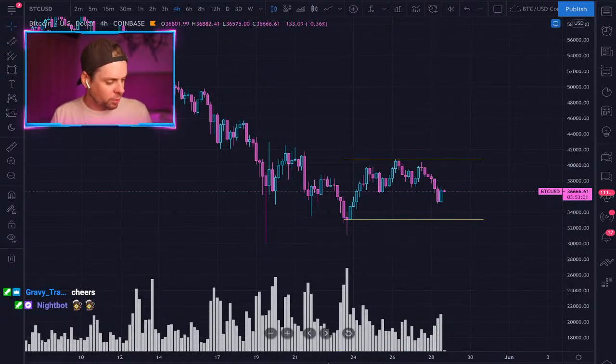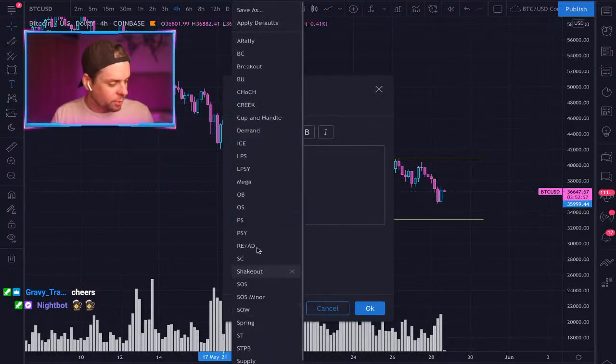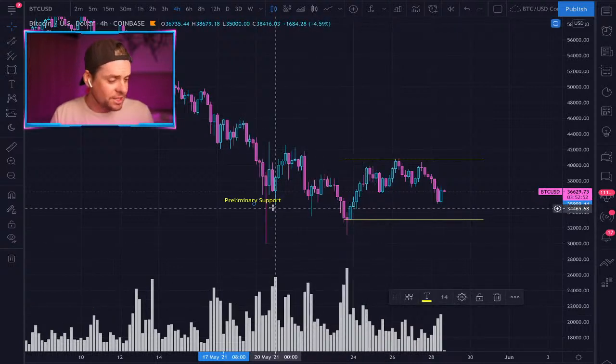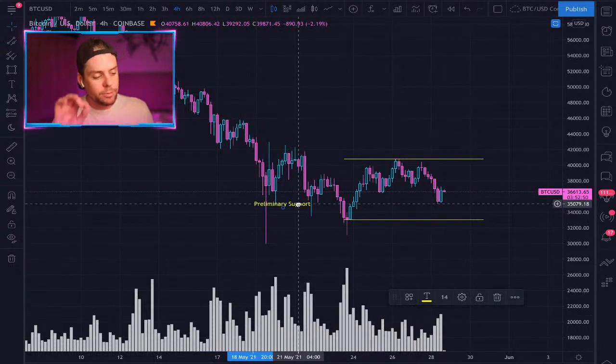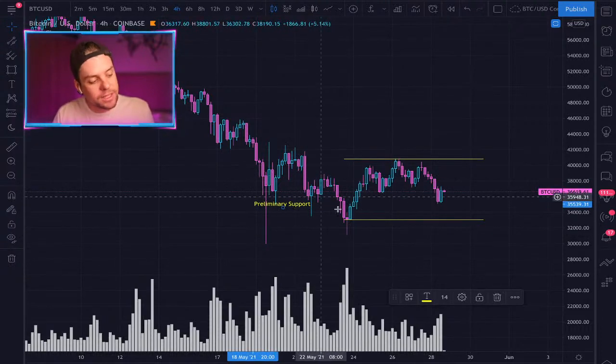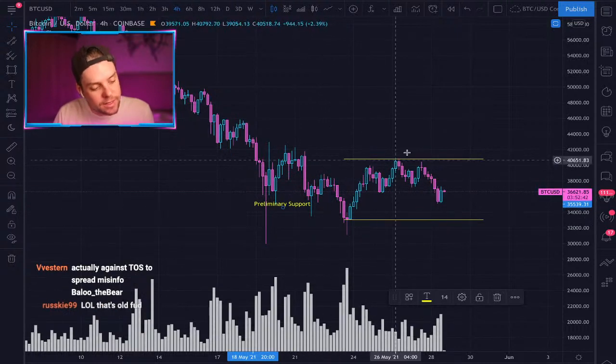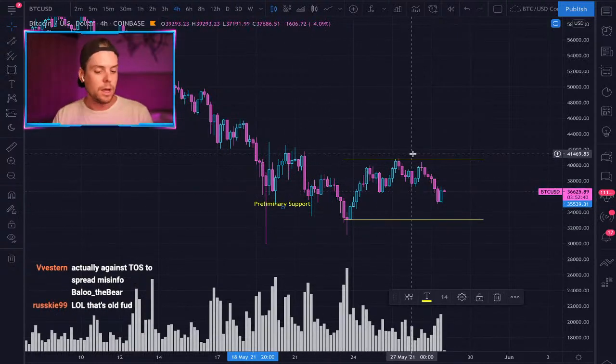So we'll throw a few labels here. I'll put the preliminary support right here. And this is just my thesis. Again, I'm trying to be a little bit more conservative. This is where kind of the downtrend ended. We were still in a trending environment here, and this area got broken out by this high. So this is kind of the change of character, I'm assuming.